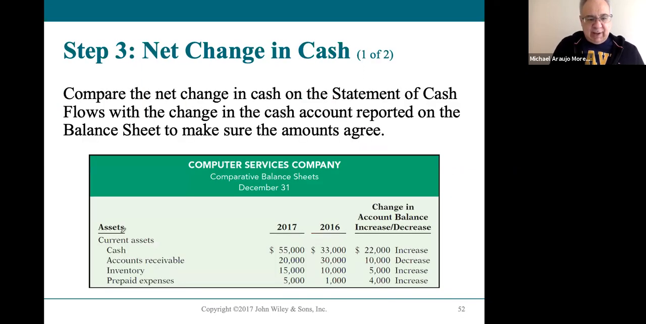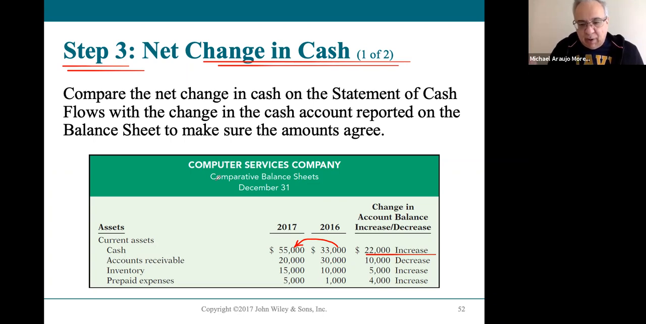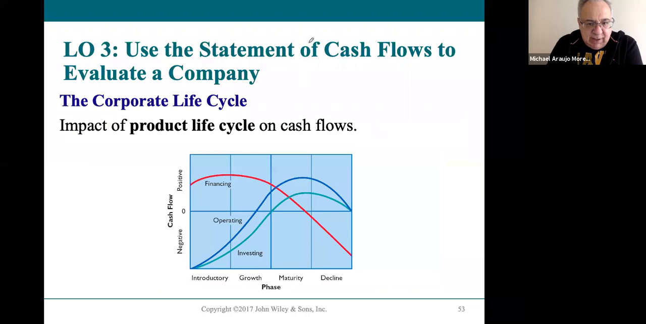So basically, step 3 is simply making sure that the net change in cash makes perfect sense. Here you have the increase from 33 to 55. That $22,000 increase is all accounted for, right? You understand why it's $22,000, right? It's the operating activities difference with the investing and the financing activities. That should be the difference. And in this case, there's no other activity to show you here. So that's basically the lesson in a nutshell.